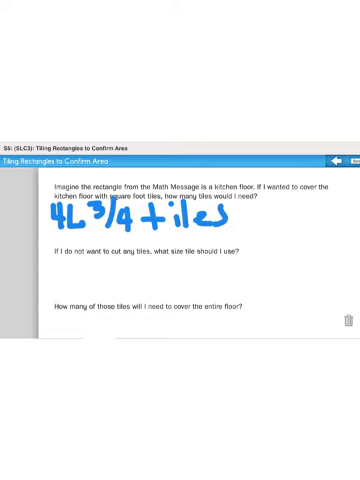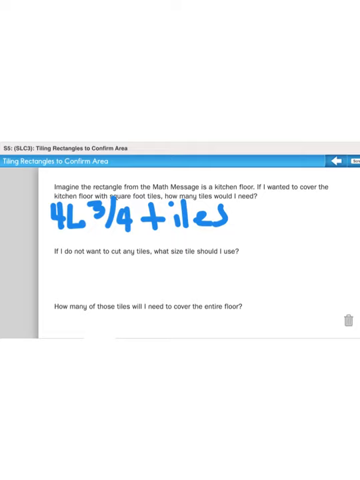The number of square foot tiles is the same as the area in square feet, and this number includes a fractional part. What does 3/4 of a tile mean? How could I cover 3/4 of a square foot with a square foot tile? I would have to cut the tile into smaller parts. So if I do not want to cut any tiles, what size tiles should I use? And how many of those tiles will I need to cover the entire floor?